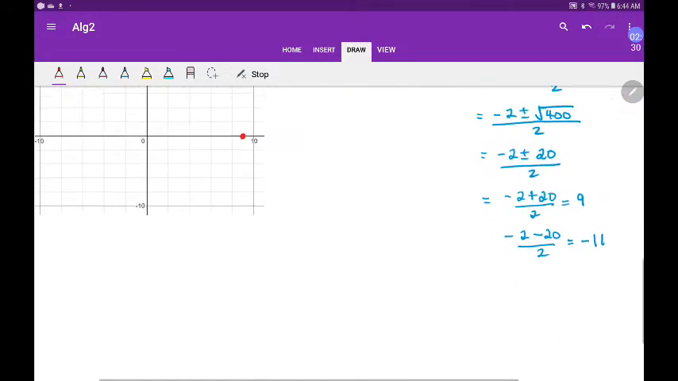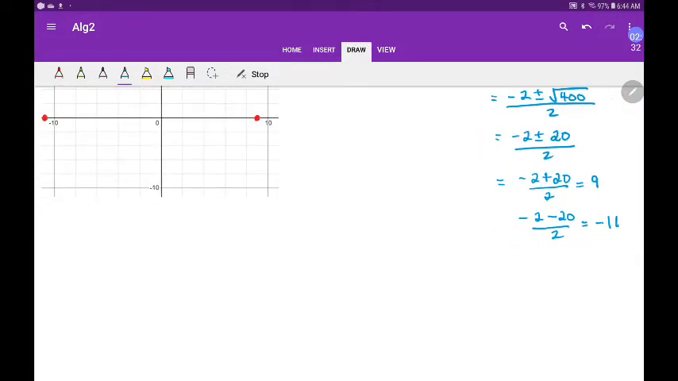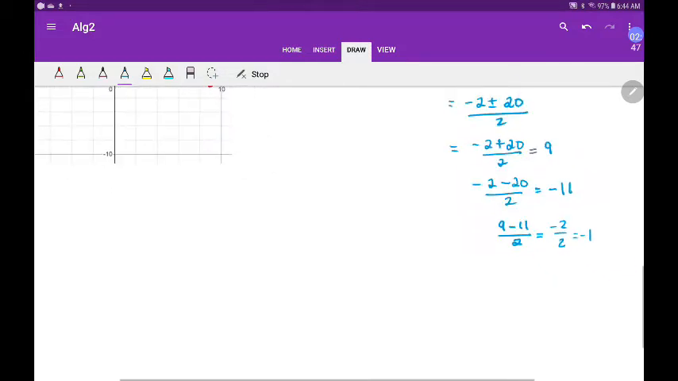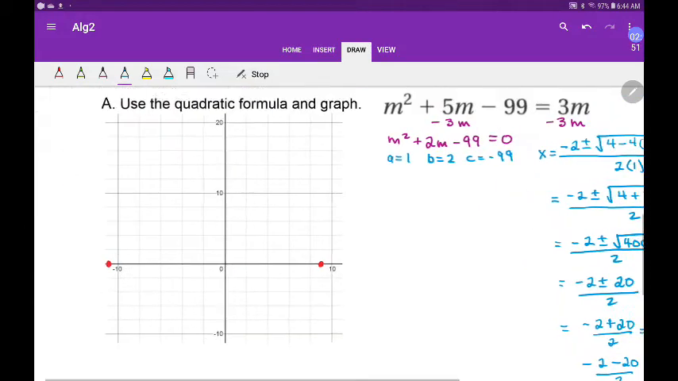And what's right in the middle of those points? Well, I can add them together. 9 plus a negative 11 divided by 2. If I want to take the average, I divide by 2. So that's negative 2 over 2. Well, it doesn't look like 2. So my axis of symmetry, which is the middle number, is minus 1.